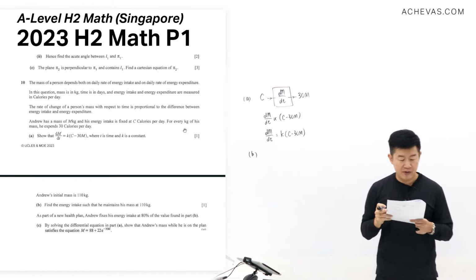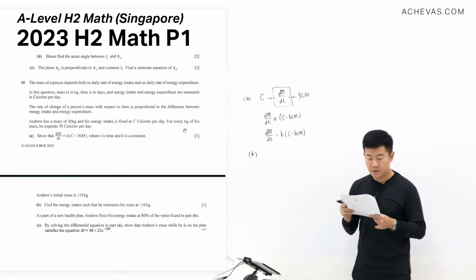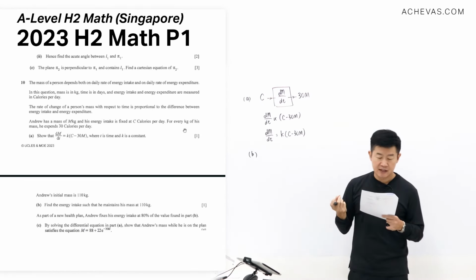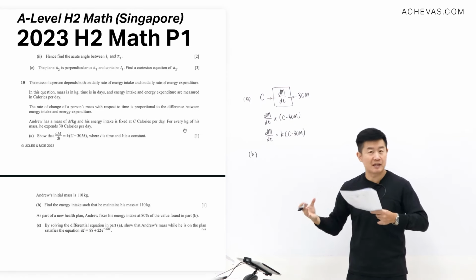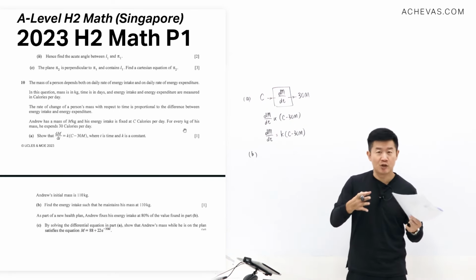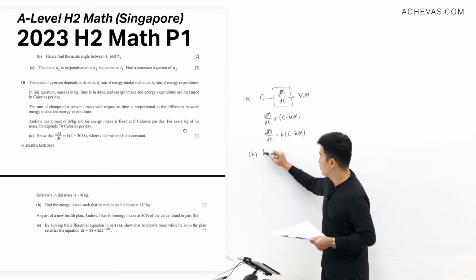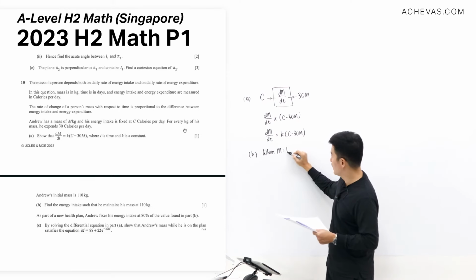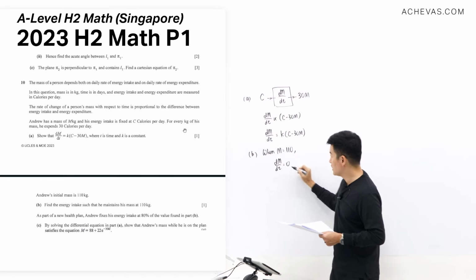Part B, we are given that Andrew's initial mass is 110 kg. We want to find the energy intake. Energy intake is C. So we want to find the value of C that he maintains his mass at 110. When the question says that he maintains his mass, that means there's not going to be any change in his mass per unit time. And that will mean dm/dt is equal to 0.